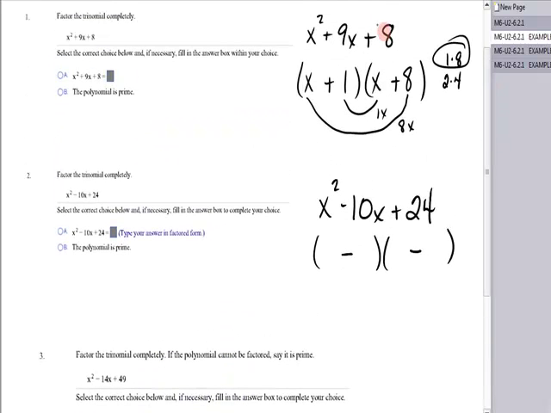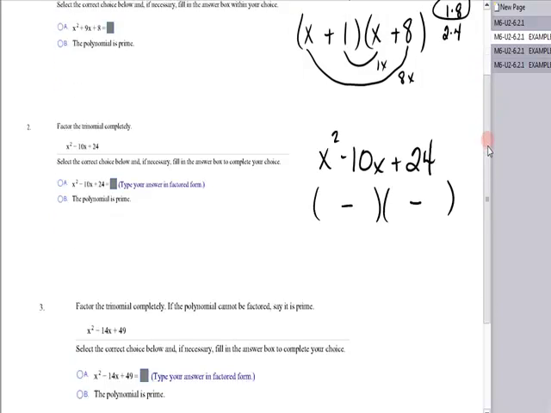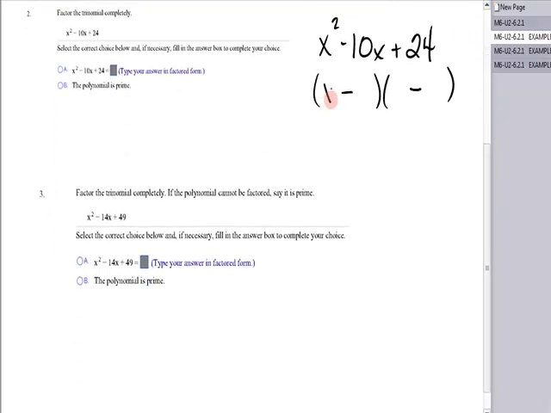If the last sign is positive, both terms match the middle. These were both pluses. All right. I know I have x and x. The last times the last gives you 24. Now there's a lot of different factors to 24. 1 times 24 is 24.